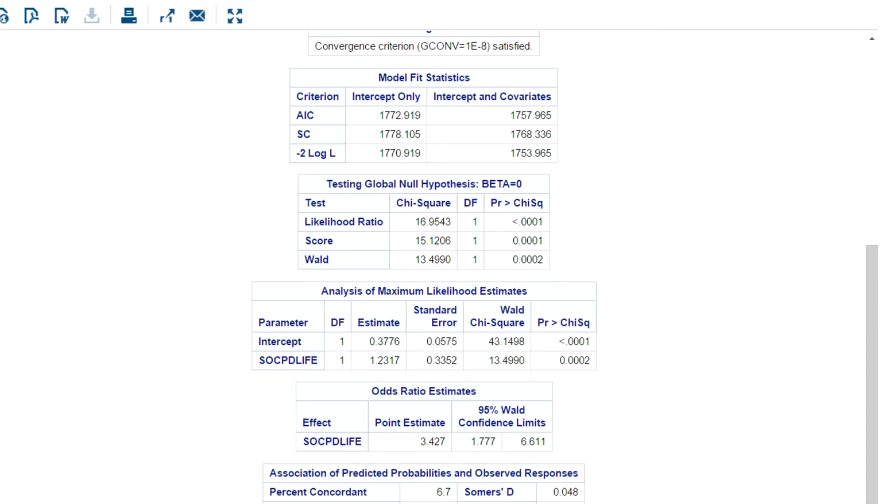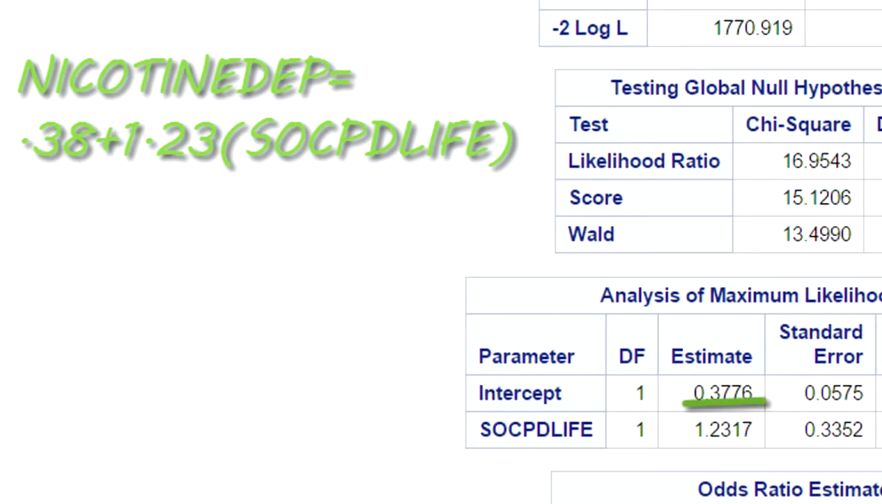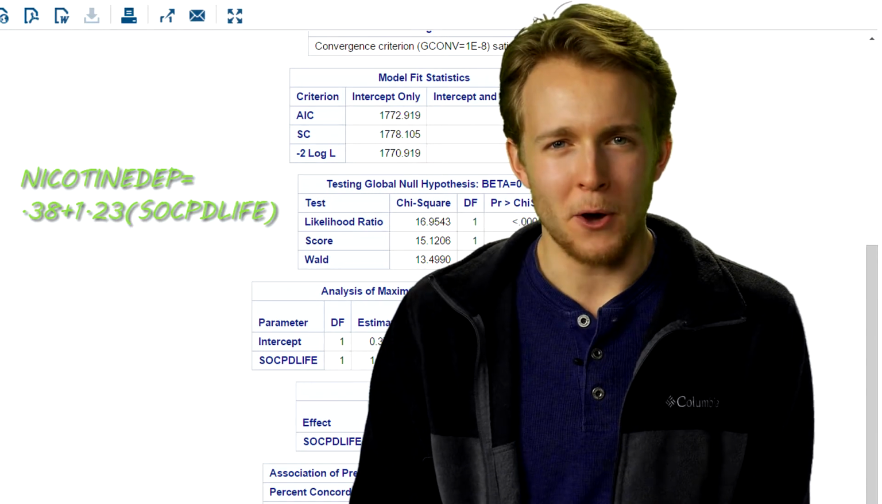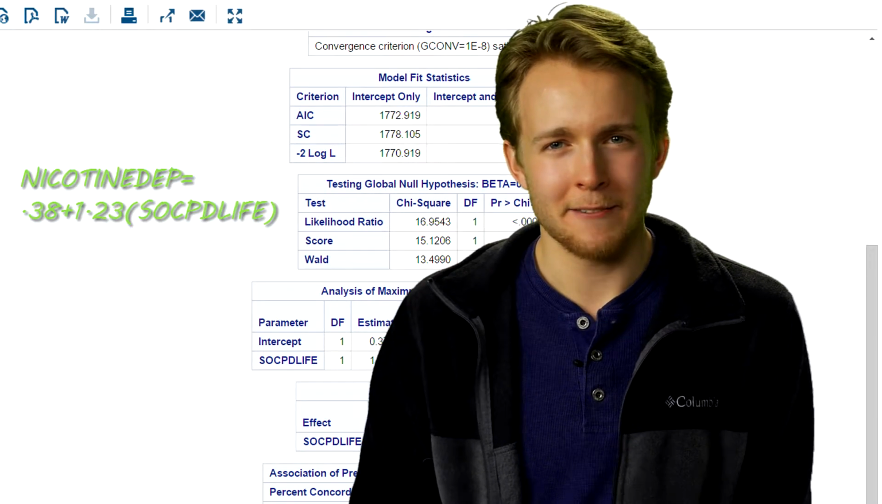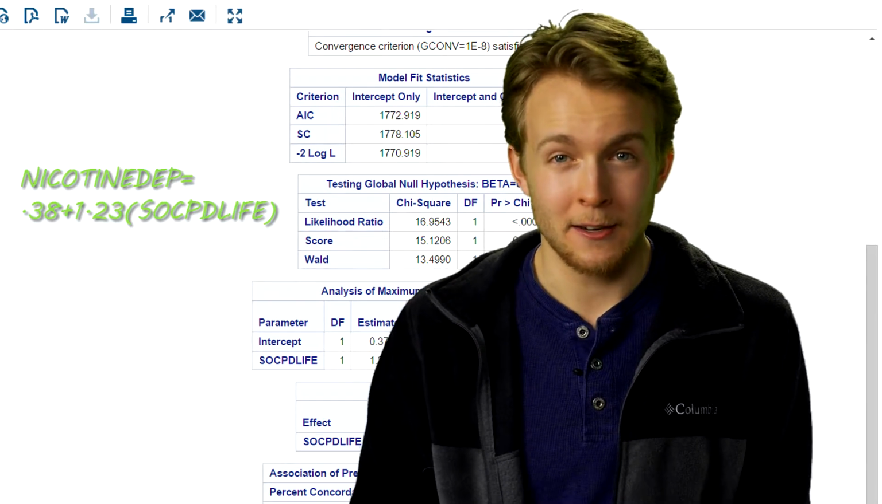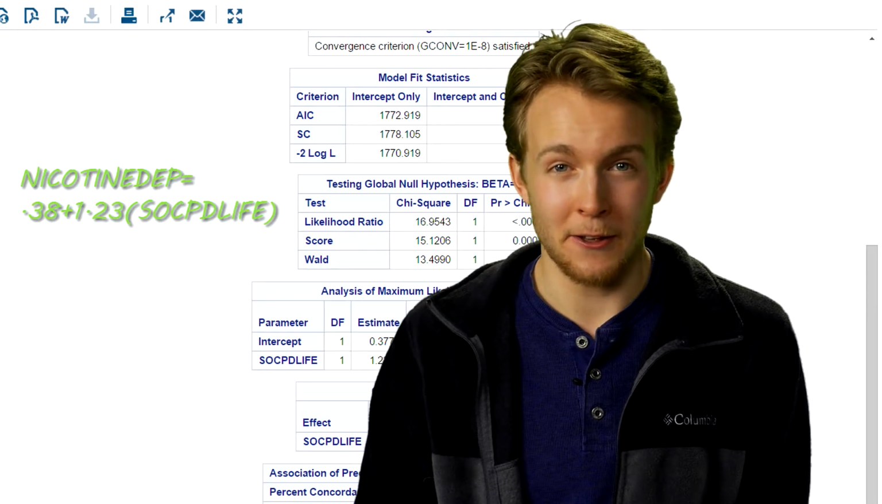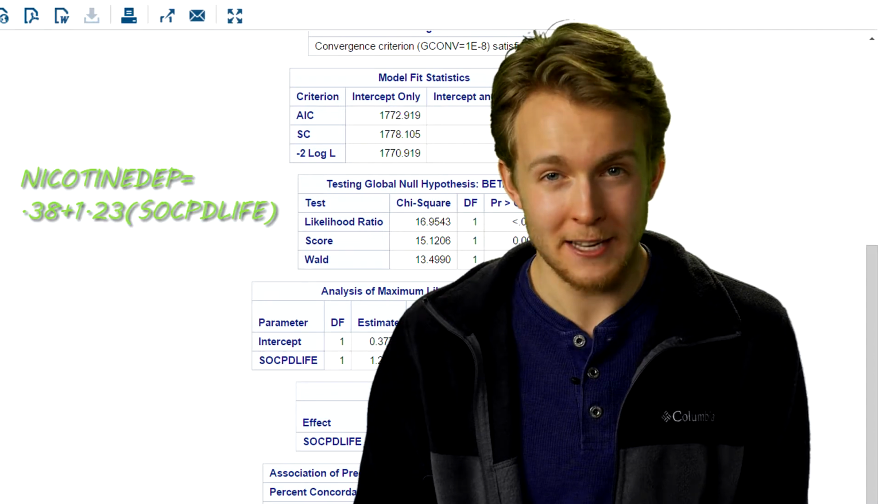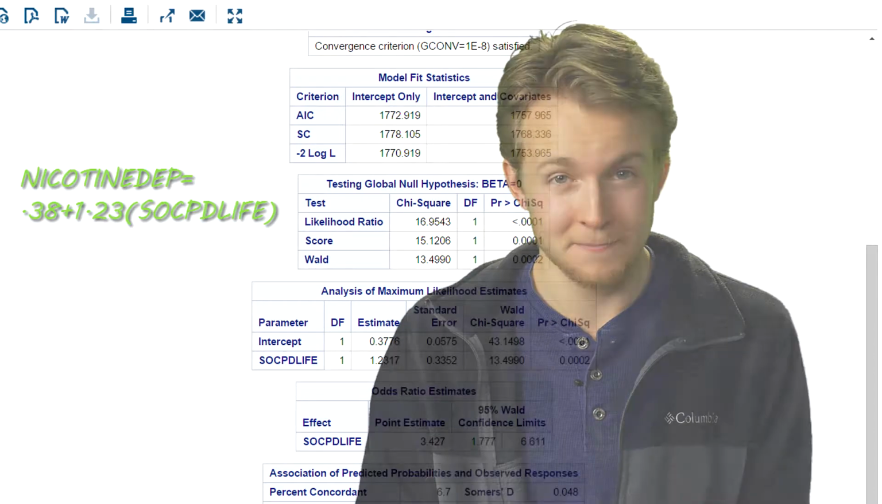Of course, using the parameter estimates, we could generate the linear equation nicotine dep is a function of 0.38 plus 1.23 times soc/PD-life. But let's really think about this equation some more. In a regression model, our response variable was quantitative, and so it could theoretically take on any value. In a logistic regression, our response variable only takes on the values 0 and 1. Therefore, if I tried to use this equation as a best fit line, I would run into some problems.